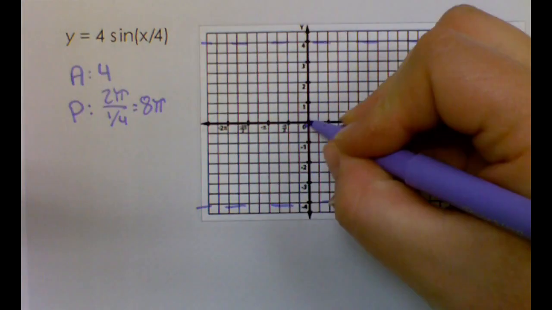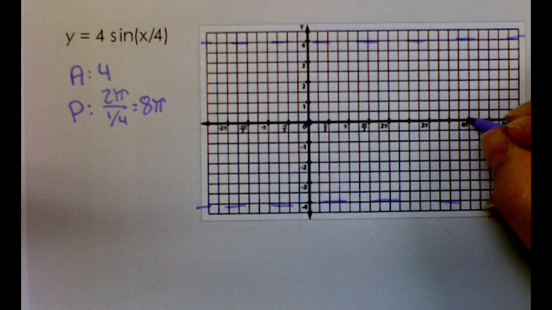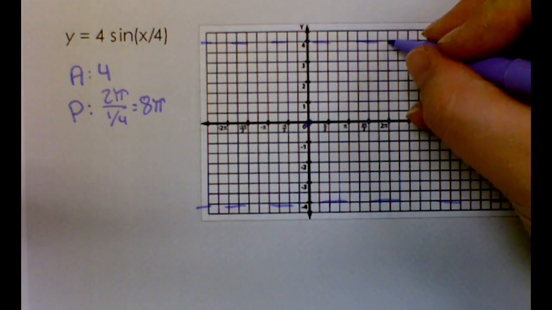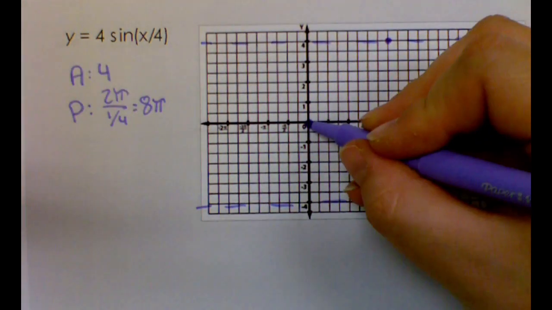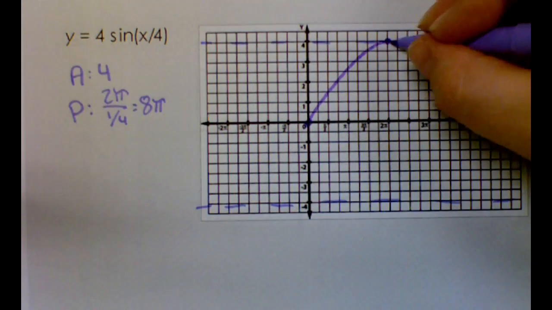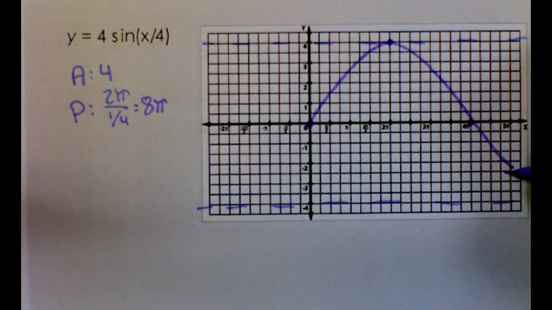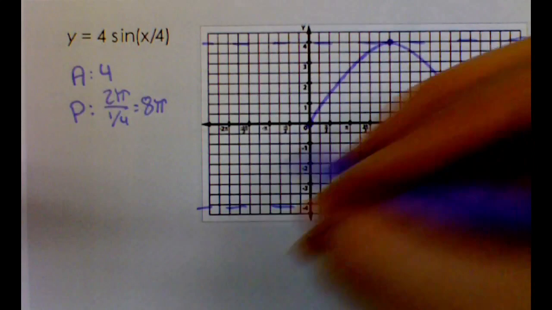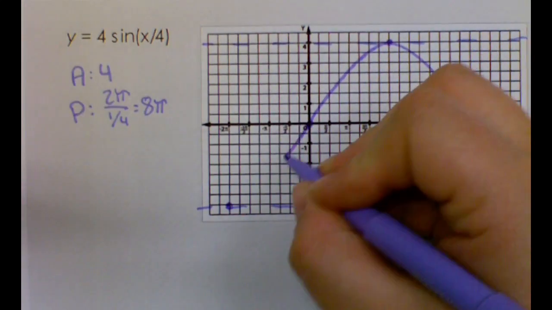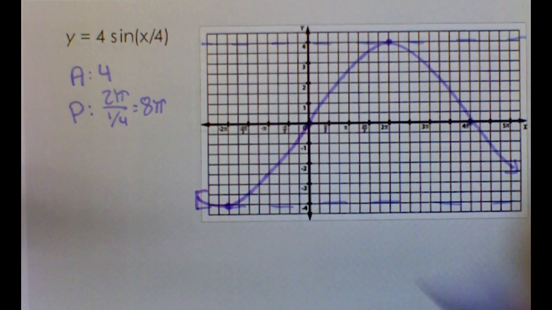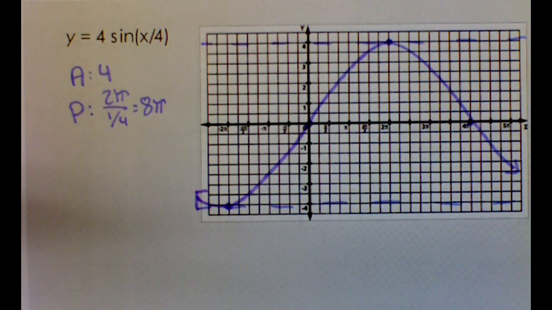Sine starts at 0, 0. The middle would be at 4 pi, and it goes up first. So this one really, all we can get is that much. And then, ooh, we can get another minimum down here. Almost a full period of this graph on here.